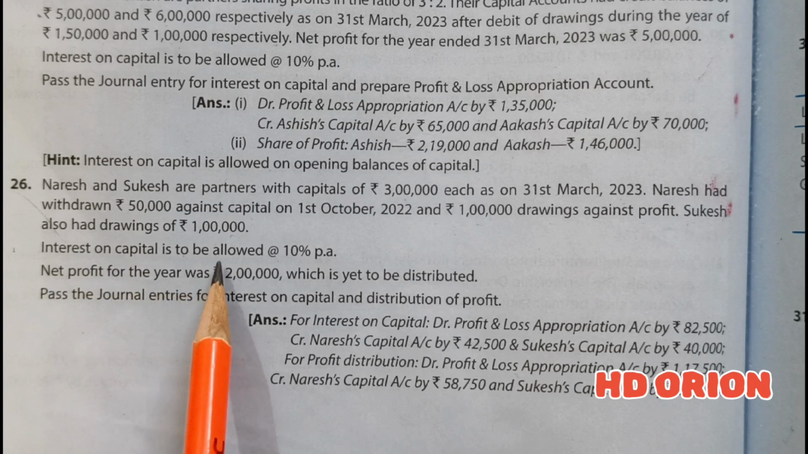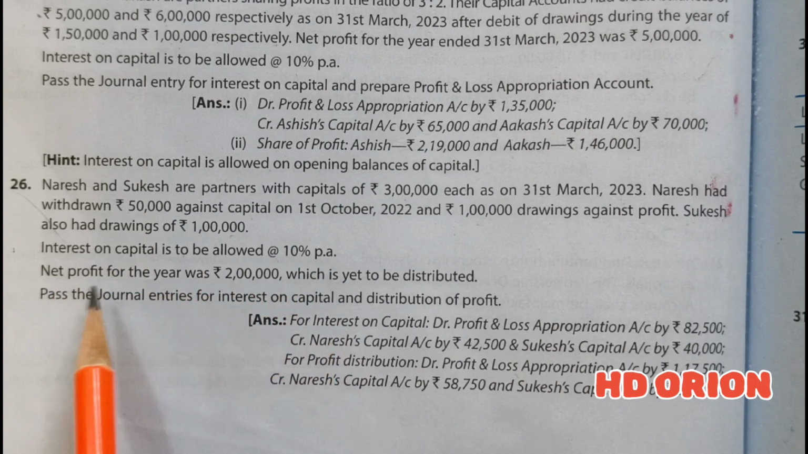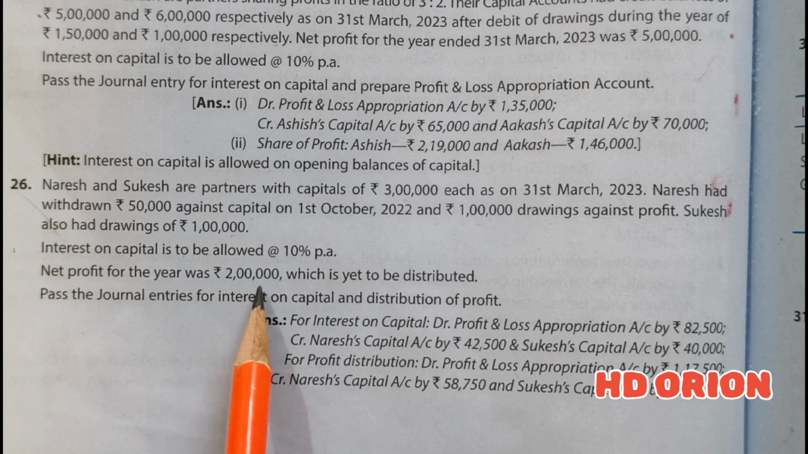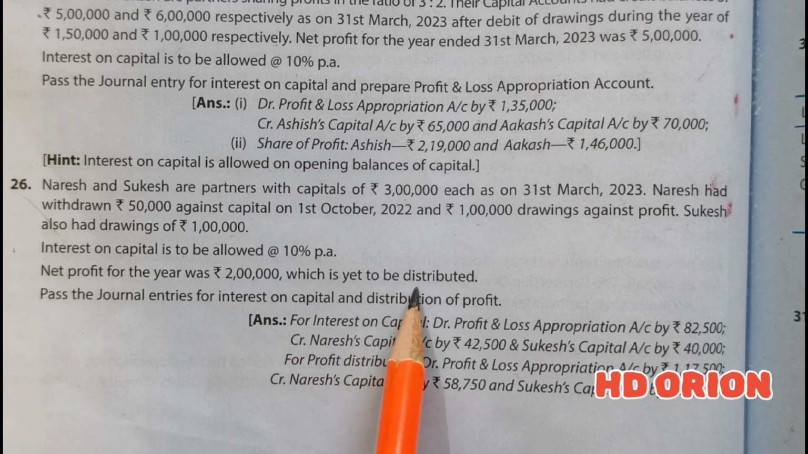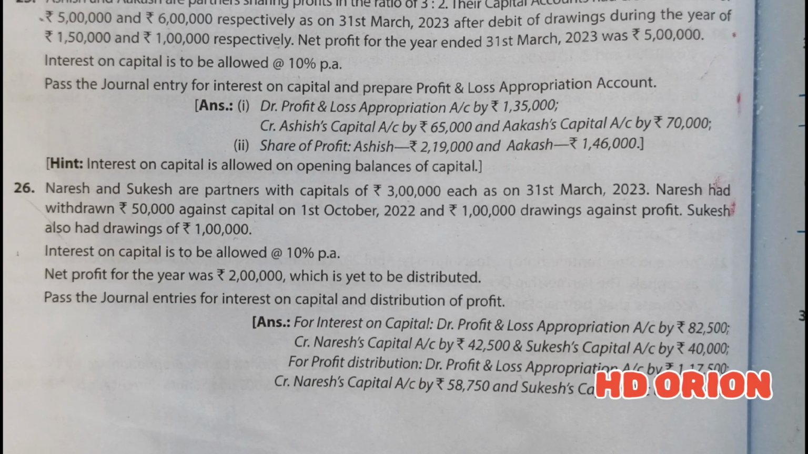Interest on capital is to be allowed at the rate of 10% per annum. Net profit for the year was rupees 2 lakh, which is yet to be distributed. Pass the journal entries for interest on capital and distribution of profit. So let us see the solution for this question.